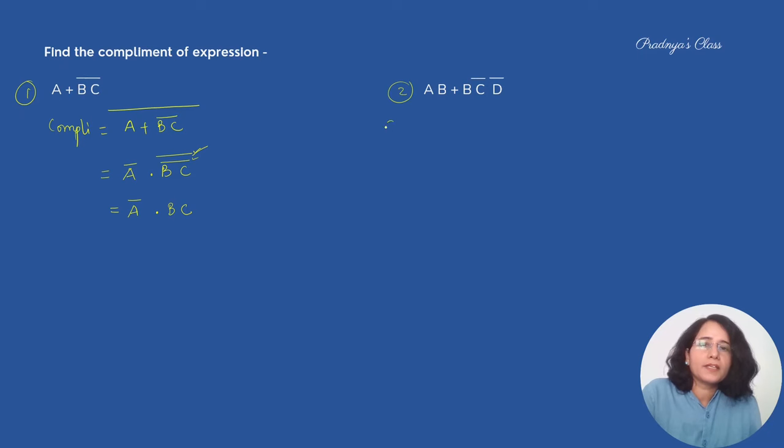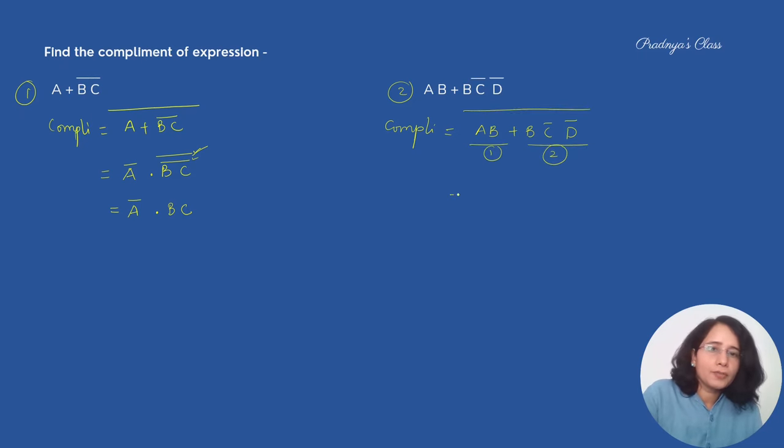This is the second example. So we want to calculate the complement of this. It will be AB plus BC bar D bar, and we have to take the complement of it. So let's solve it further. According to DeMorgan's theorem, we have to break the line, which means we have to separate the bar to the individual term, and when we separate it, we have to change the sign.